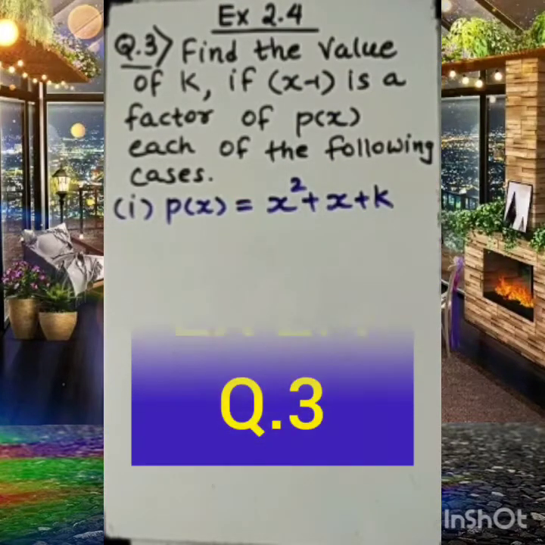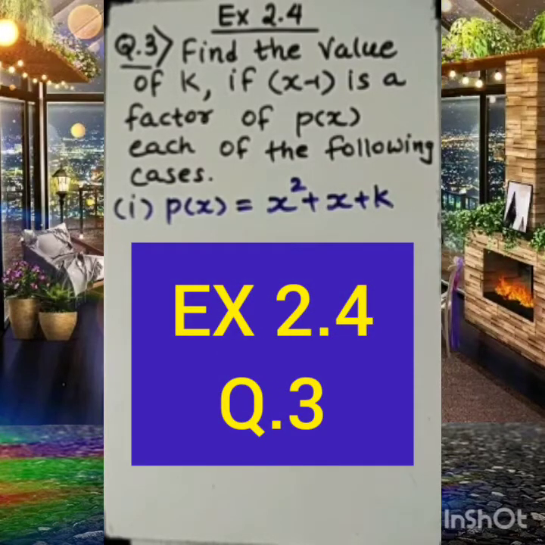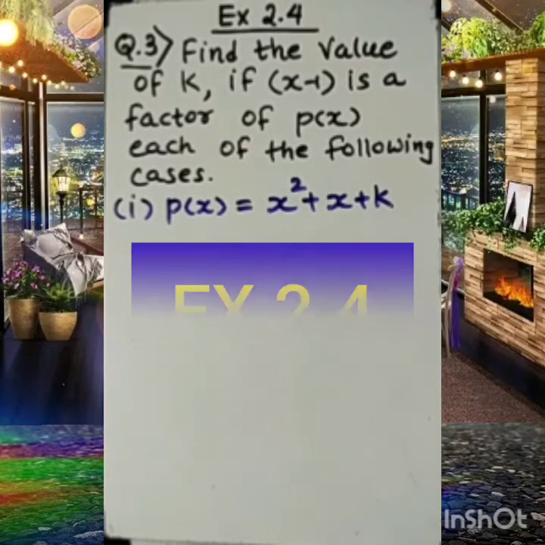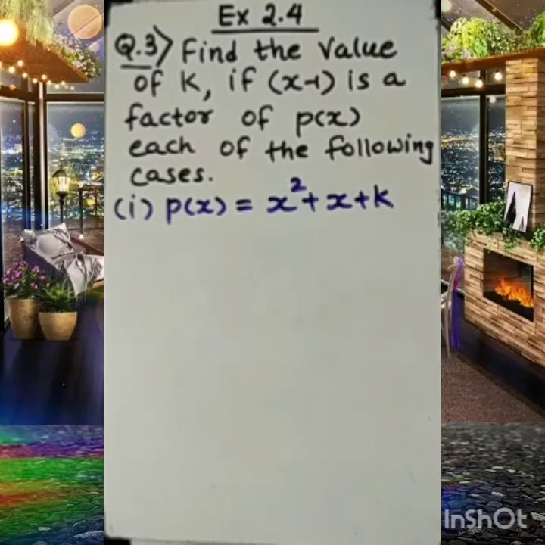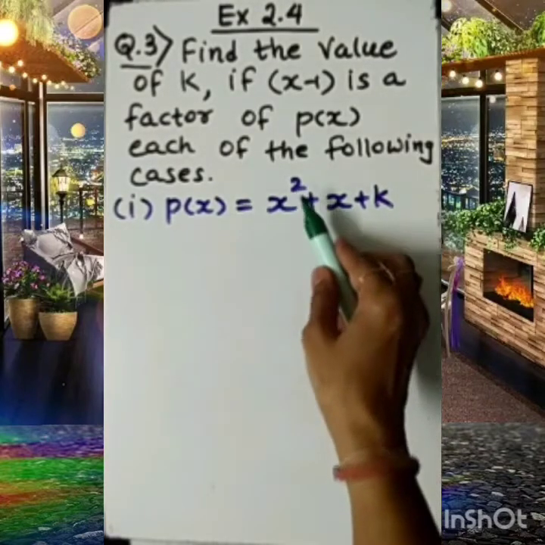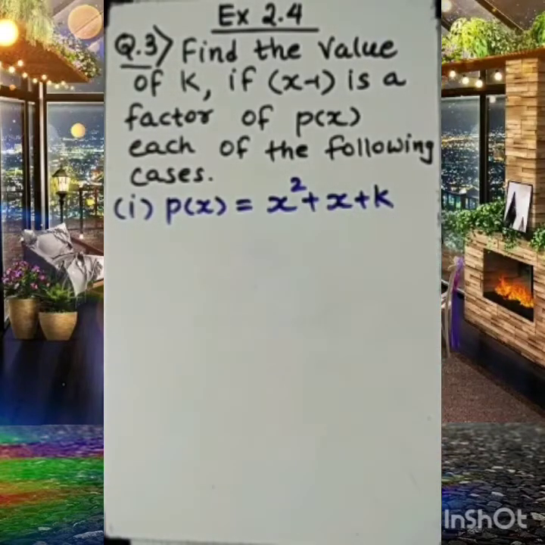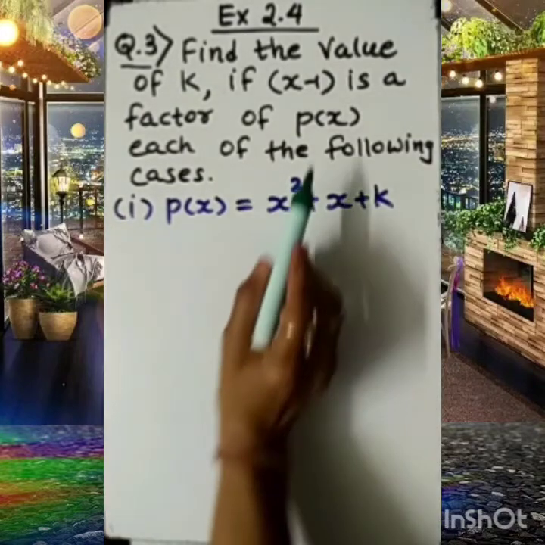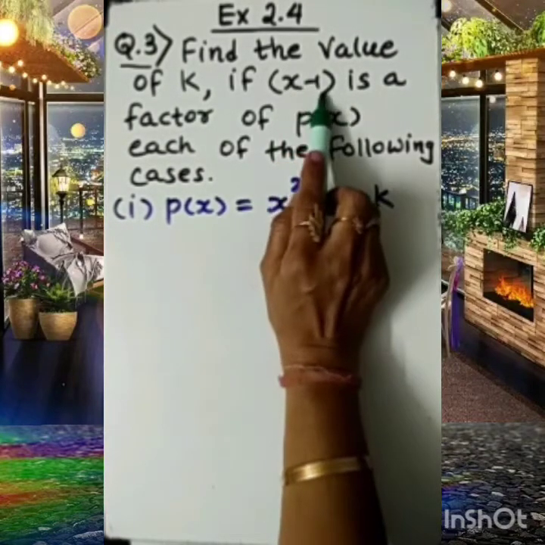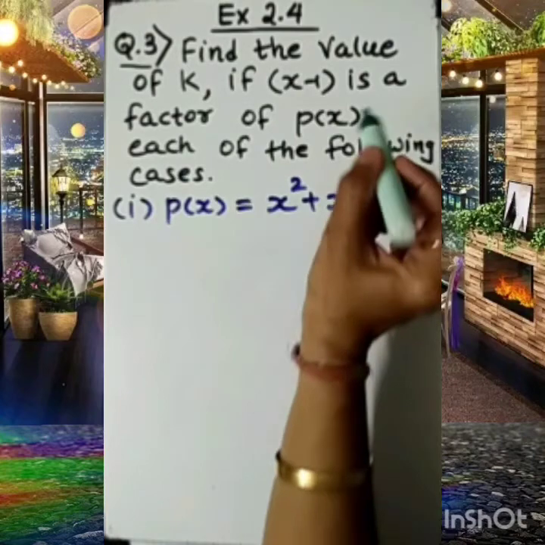So here, dear student, exercise 2.4, question number 3. Okay, let me read the question for you. Find the value of k if x minus 1 is a factor of p(x) in each of the following cases. In the first case, p(x) equal to x square plus x plus k is given. What do we have to do here? Already they told us that x minus 1 is a factor of p(x).